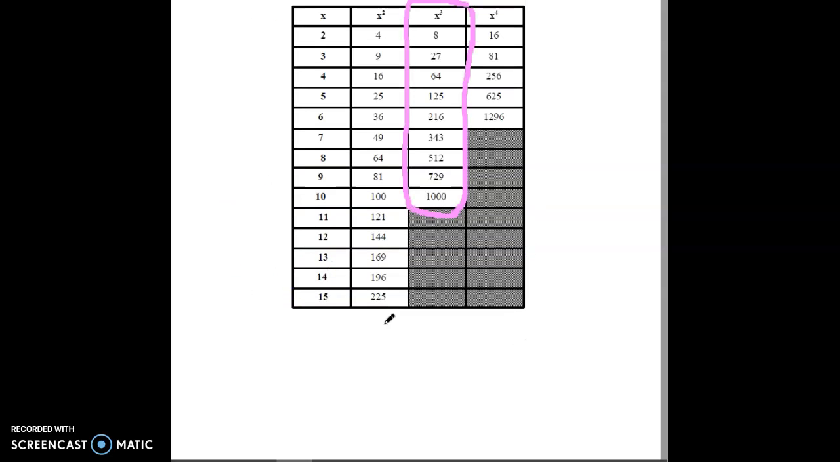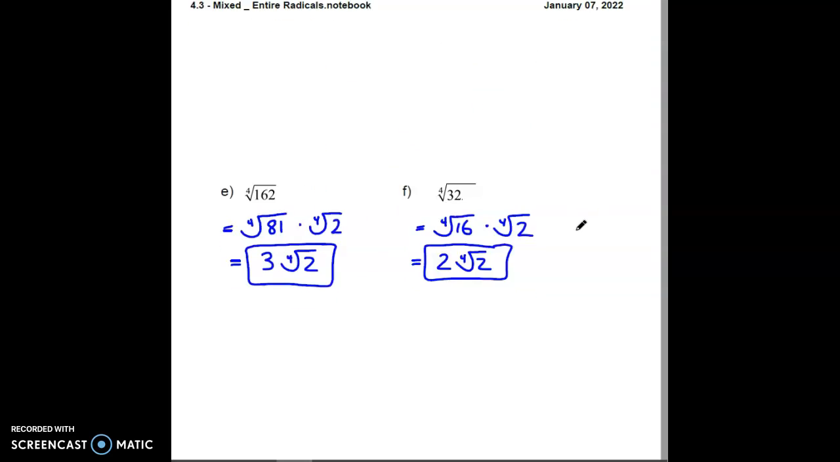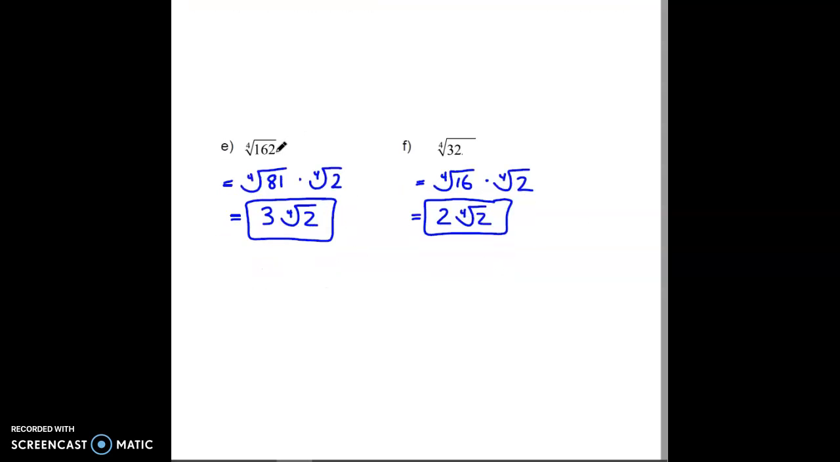So for the fourth root, you're going to look in this column. So 16, 81, 256, 625, 1296. Okay, so we need to find two factors that go into 162. So that perfect fourth power is 81. So 81 times 2. So then we do the fourth root of 81, which is 3, and then we leave this remainder of a fourth root of 2.